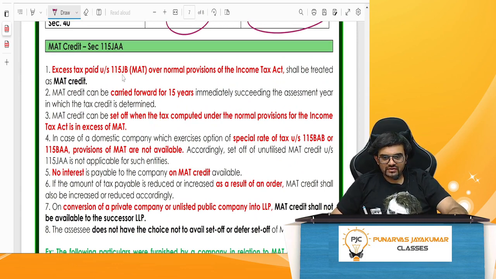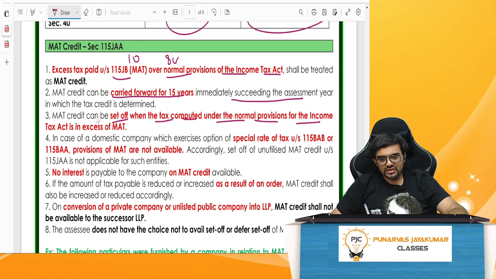Excess tax paid under 115JB over normal provisions should be read as MAT credit. So here I have paid 10 crore, normal provisions 8 crore, so 2 crore will be MAT credit. MAT credit can be carried forward for 15 years immediately succeeding the assessment year. MAT credit can be set off when the tax computed under normal provisions of income tax is in excess of MAT. We'll see an example.